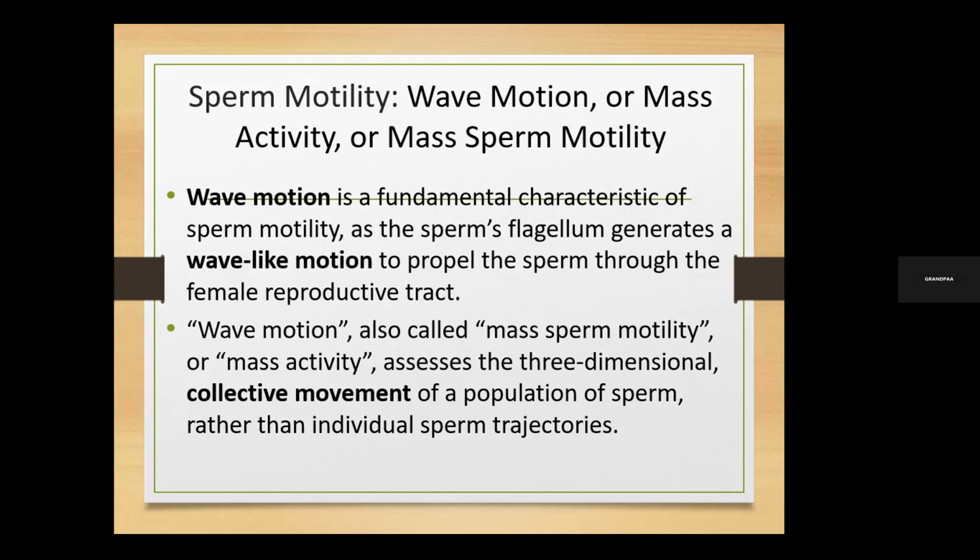So the wave motion is not about a single sperm, it's talking about mass, a collective movement. It's the collective movement that is giving you the wave. So it is also called the mass sperm motility. I just want you to understand these things very, very well. So wave motion is also called mass sperm motility. It does not describe the movement of one or two. Once you have seen the movement, it is actually a reflection of a mass movement. That's why it is also called mass sperm motility.